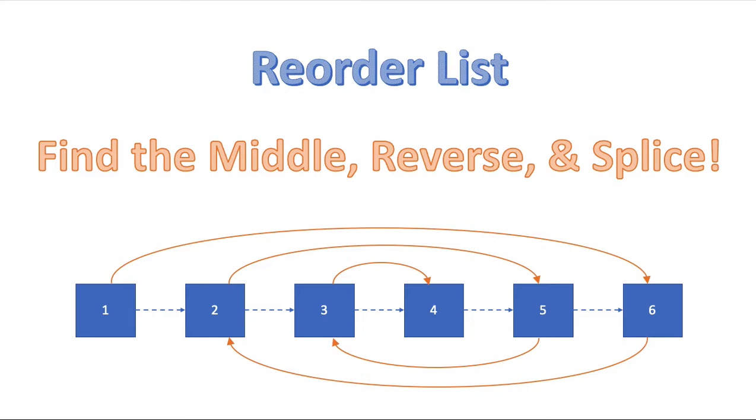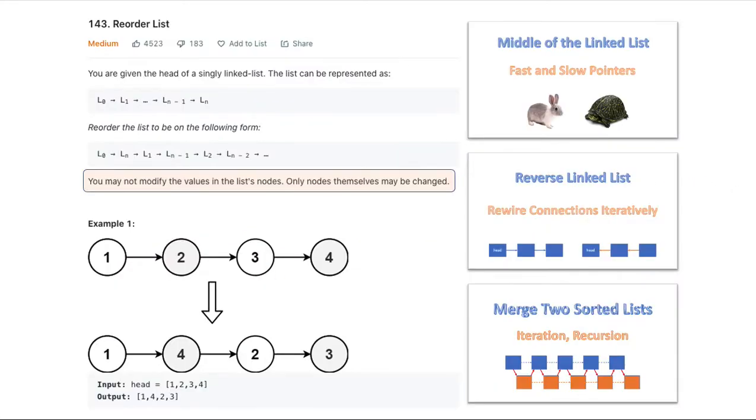The solution to this question is based on three easy linked list techniques, including finding the middle, reversing, and splicing. But together they are able to form a more complicated order like this question. So let's take a look at it.